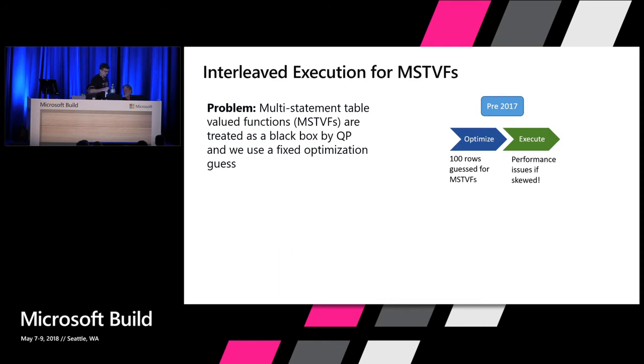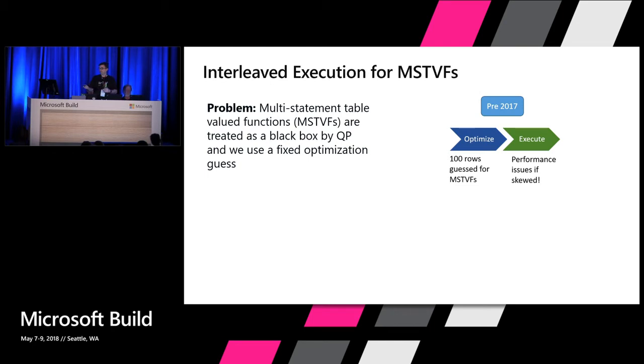So, into a description of what we introduced in 2017, and again, think of this as laying the base of different techniques that we've added to the engine. Rather than create a new set of assumptions, we're trying to actually adapt during runtime execution. So first feature, interleaved execution for MSTVFs. I know it's a mouthful. The problem I just described: if I'm selecting from a function, if I have millions of rows, we're still going to assume 1 row is flowing from that function.